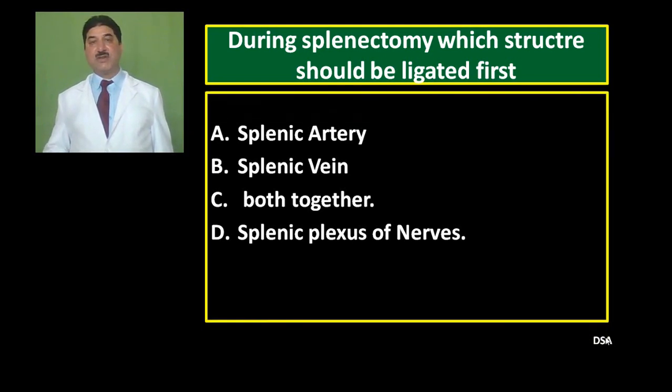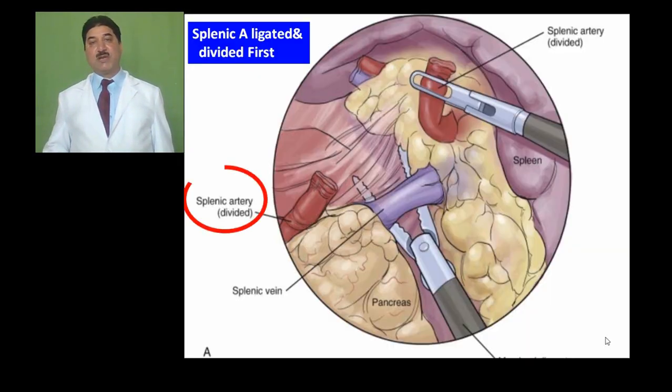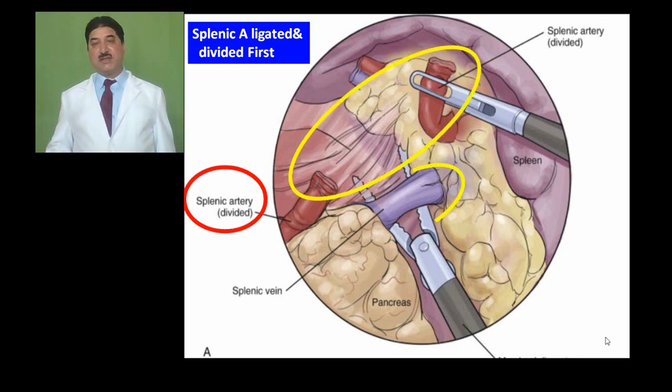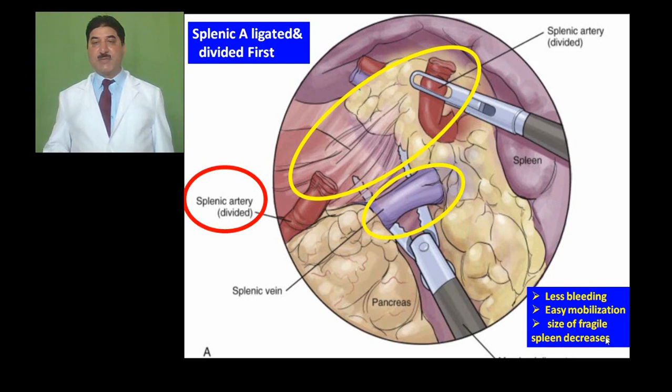As shown in this diagram, the splenic artery is to be ligated first, followed by ligation of the splenic vein. The advantages of this procedure are that it decreases bleeding, it makes mobilization of the spleen easier, and the size of the fragile spleen also decreases.